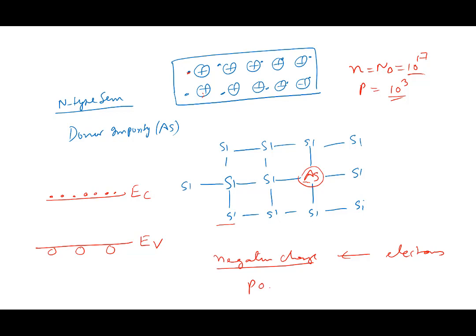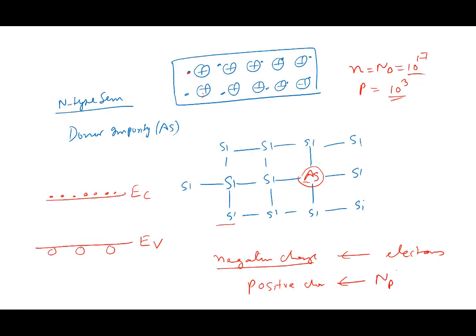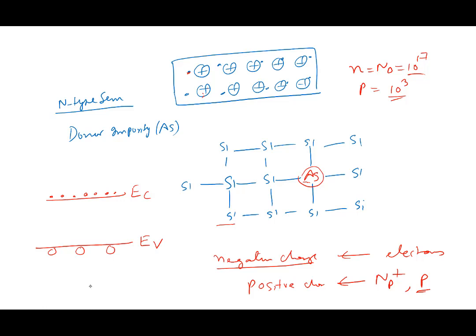Positive charge is due to the ND donor atoms that you see here. They are positively charged, ND plus, and I have some holes also. Both are positively charged, and they balance each other. The number of electrons is equal to ND plus, and overall the semiconductor is neutral. So that's the picture you keep about the N-type semiconductor. P-type is exactly the same.